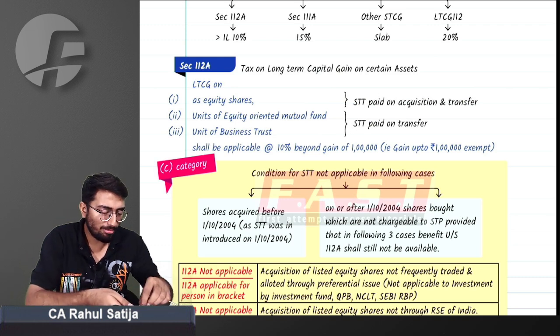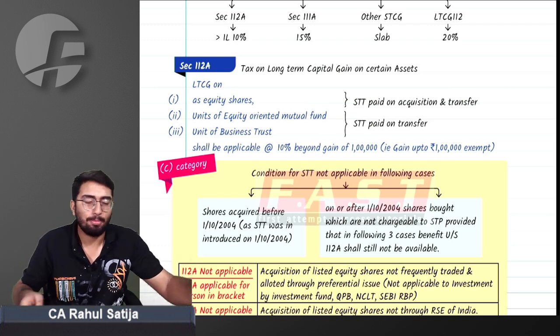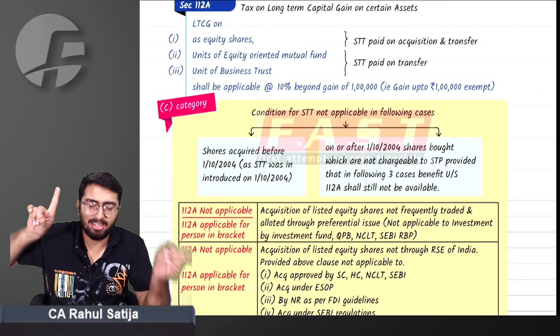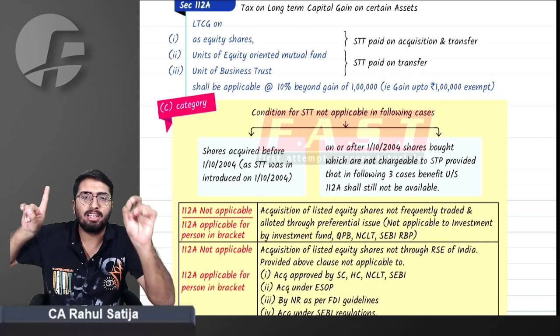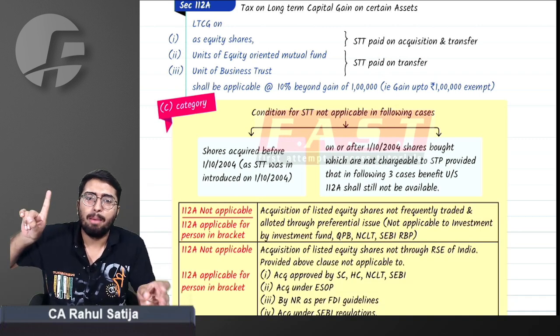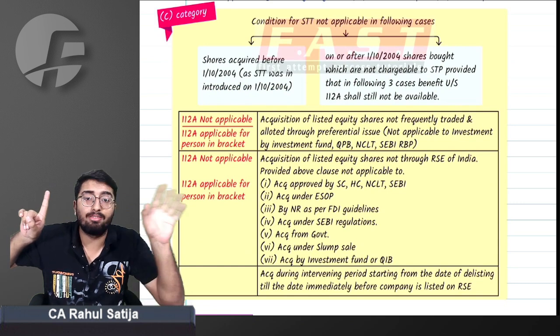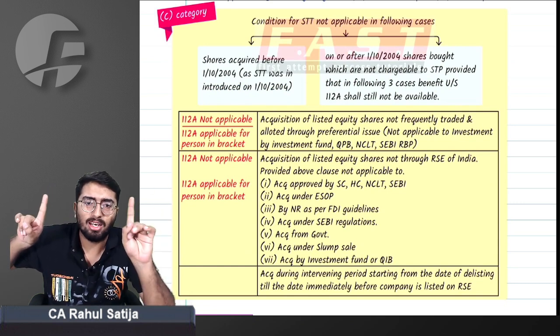Is it possible to buy from them? Yes, sir, it is possible to buy from them. In case you have bought it from a non-recognized stock exchange or a place other than a recognized stock exchange, you will not be eligible for benefit under section 112A. But this class of people will still be eligible for exemption even if they have not bought from a recognized stock exchange. What are those people?